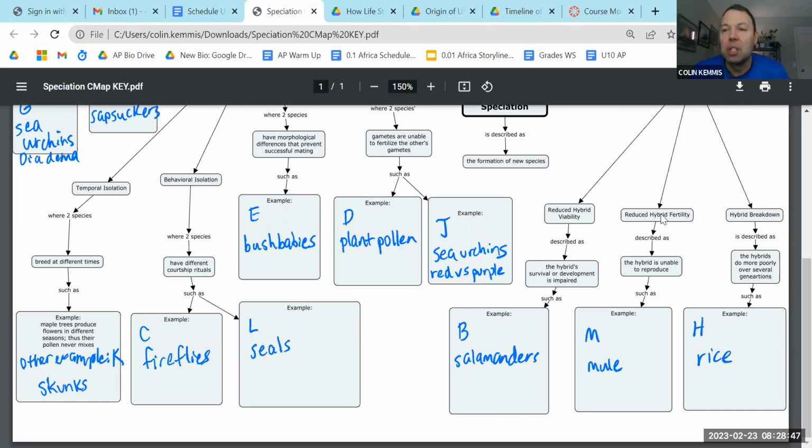So you have to go back to the original horse and donkey. We call that reduced hybrid. Remember, a hybrid is a mixture of two different species. And then hybrid breakdown is kind of both of these two, and it's over several generations. So maybe the first one is healthy and can have babies, but the second, third, fourth generations, it becomes less viable.